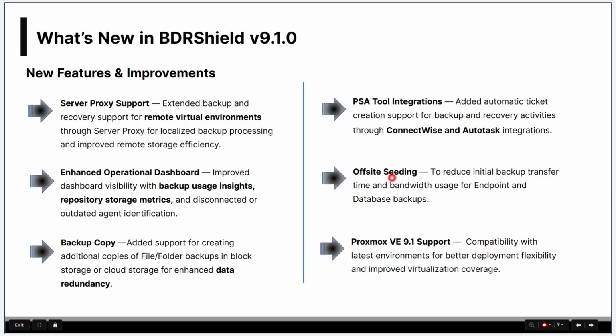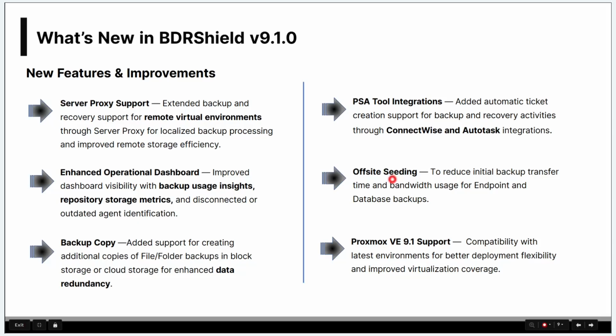So this offsite seeding, for initial huge amount of backup data to be transferred, you can do a seeding process. Just have the data for the endpoints or database backups downloaded to a drive, and then move or ship that drive to the offsite DR site and attach it to the offsite DR server. Automatically, the rest of the incrementals would be replicated to the offsite DR site, but the huge data will be shipped and moved to the offsite location using the seeding process.